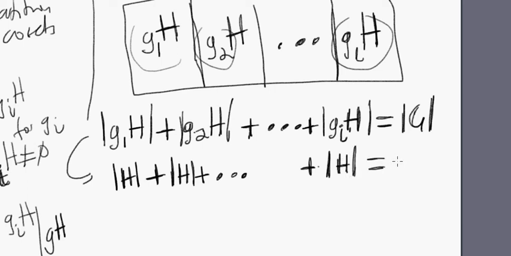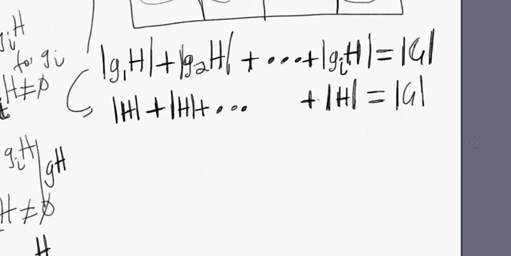So question, how many cardinality of H's do we have here? Answer, as many as there were things to add in the first equation. How many things did we add in the first equation? There was G1, G2, G3, there were L elements. Thus, it means we have L cardinality of H's. So this equation can now be written as cardinality of H times L equals cardinality of G.